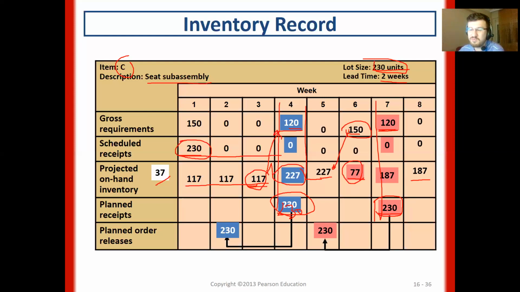When should these orders be given? Because lead time is 2 weeks, these orders should be given 2 weeks in advance, at the beginning of week 2 and at the beginning of week 5. So there are 2 orders that will be given at these time periods. Then they will be available at the beginning of these weeks to meet my requirement. And these requirements are for final assembly of the chair.